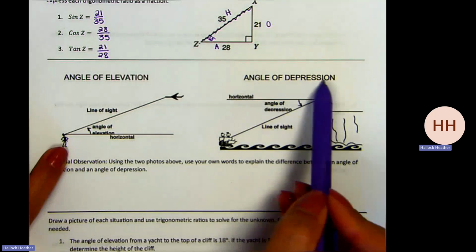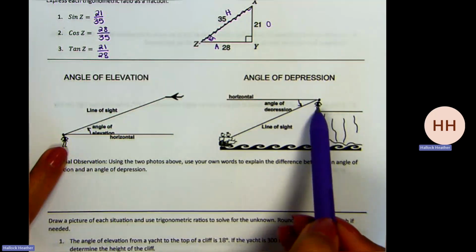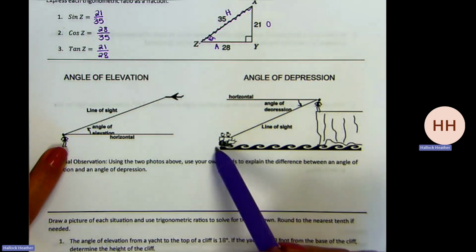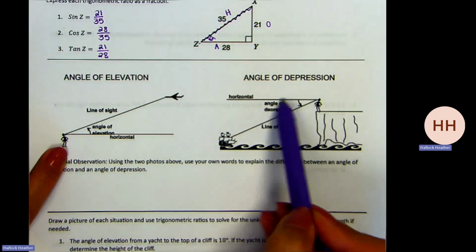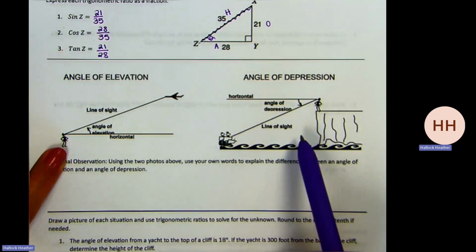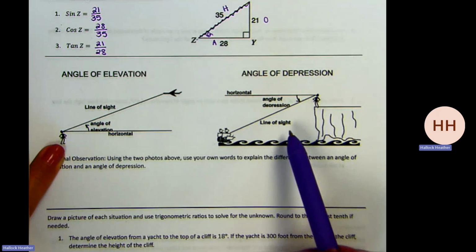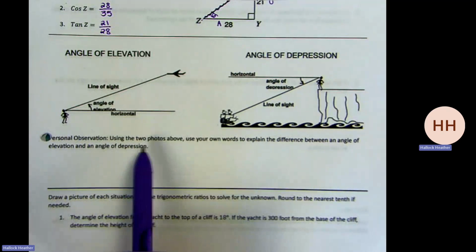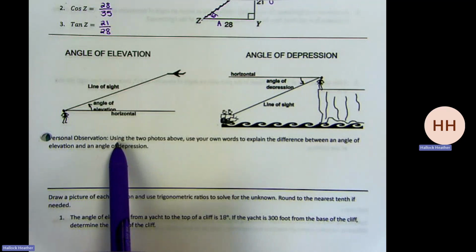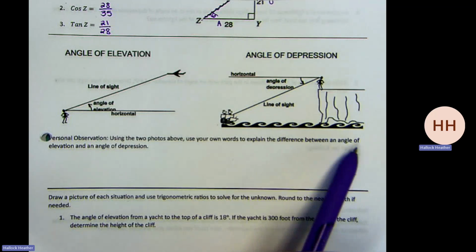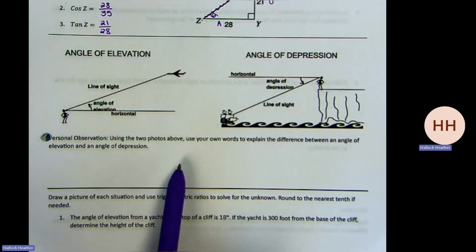I have an angle of depression. Now my person is over here. He's on top of a cliff. Okay, he's about to cliff jump. He's looking at a boat. I still have my horizontal, which is like my eyesight kind of thing, angle of depression, and a line of sight. So I want you to take a second based on these two pictures and make a little observation. Write just a sentence, and it says, using the two photos above, use your own words to explain the difference between an angle of elevation and an angle of depression.